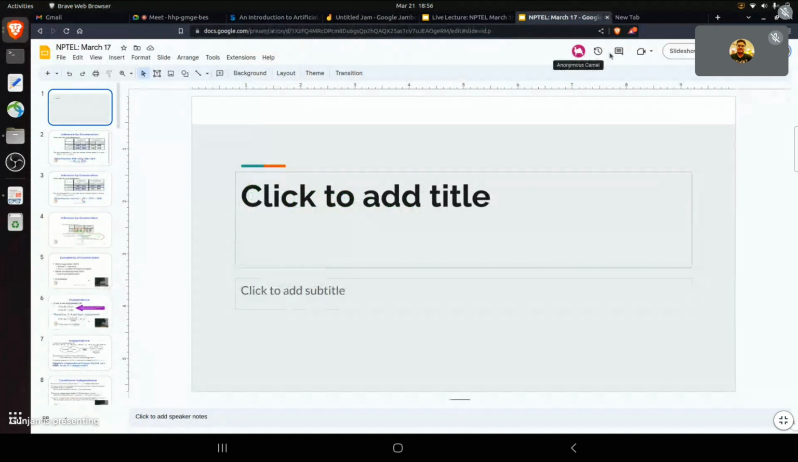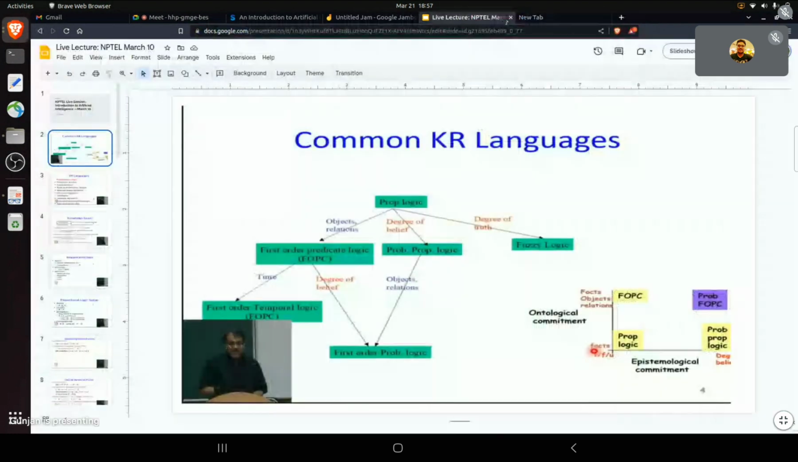Yeah, I see that someone is there. I can see this anonymous camel icon. I think that is me, sir. Yeah. Okay.